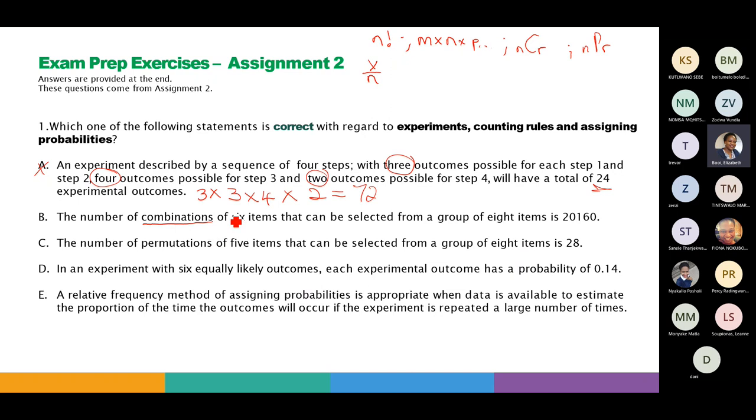A number of combinations of six items that can be selected from eight items. Always remember the bigger number will be equivalent to your sample space, which will be your N, and the smaller number will be your R or your X. So for this question, your N is eight and your R will be six.